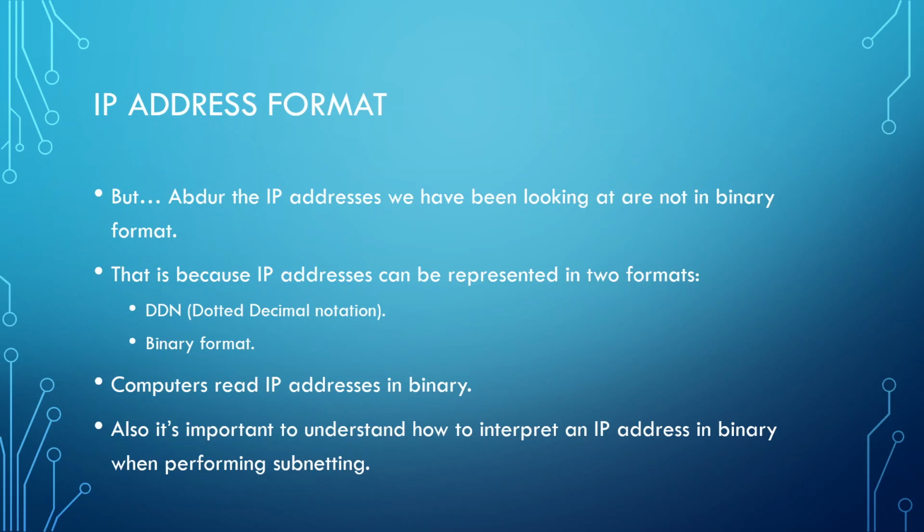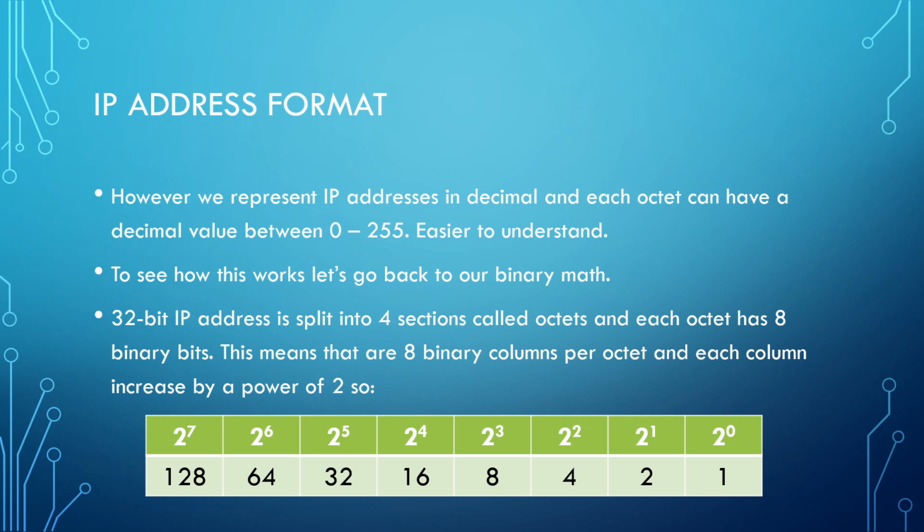The reason why we have to understand binary format is because when we start doing things like subnetting, or when we have to identify which part of the IP address represents our network part and which part represents our host part, that's all done in binary. So let's start to have a look at this. Like I said before, we use IP addresses in decimal numbers for each octet because it's easier for us as human beings to understand.